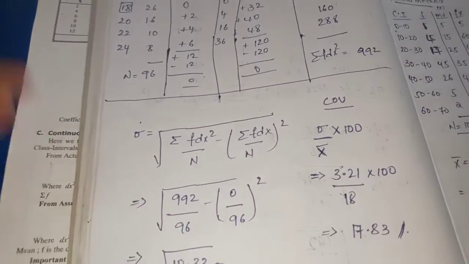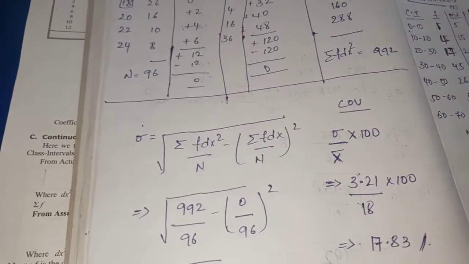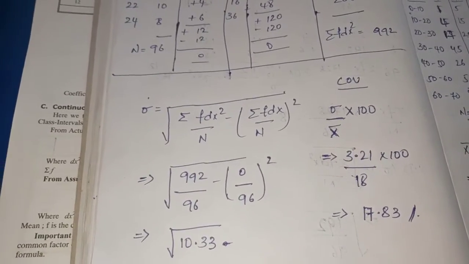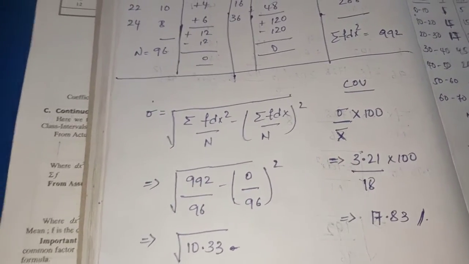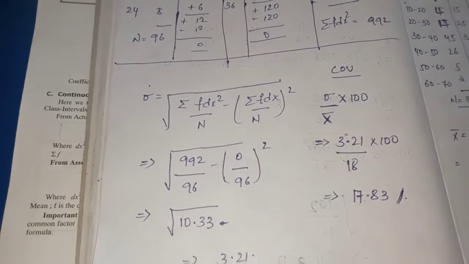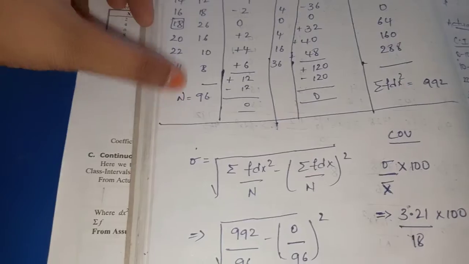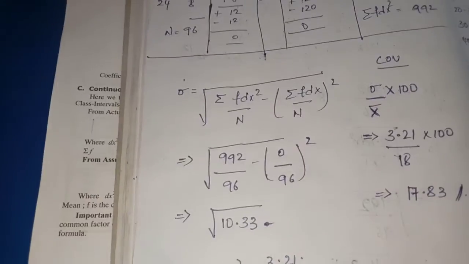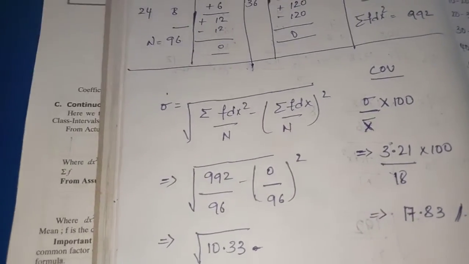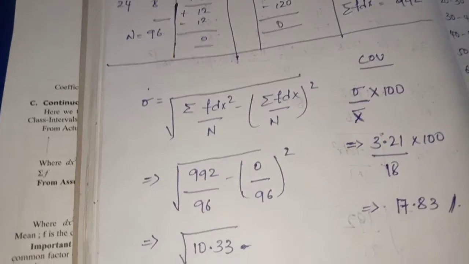Now we have to apply the formula. Standard deviation equal to square root of summation f dx square by n minus summation f dx whole square by n. Here the f dx square total is 992. 992 divided by n, the number of observations, and the frequency total you will get 96. 992 divided by 96 minus f dx total is 0.